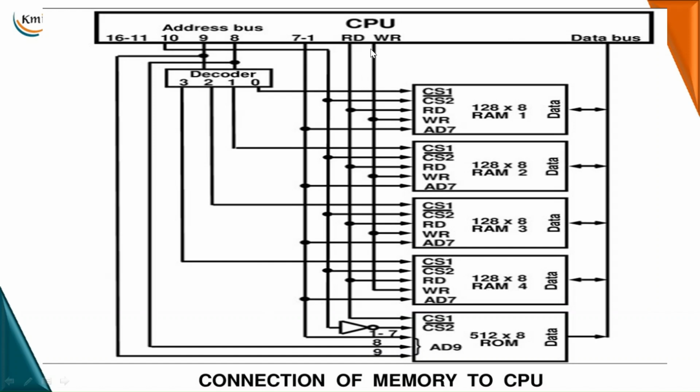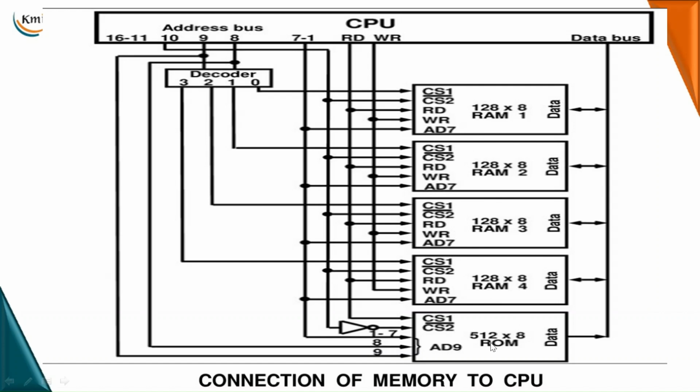First, coming to the write input. Here if you consider the RAMs, all the RAMs contain two chip selection inputs CS1 and CS2 bar, a read input, a write input and an address bus. Since it is a 128 byte RAM, 2 to the power of 7, there are 7 address bits represented by AD7. Similar for all the 4 RAMs.